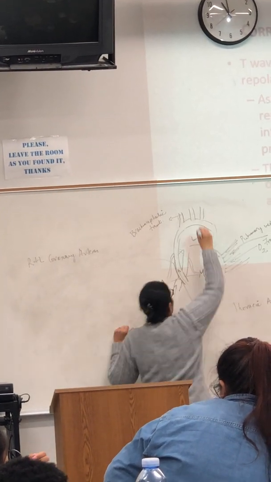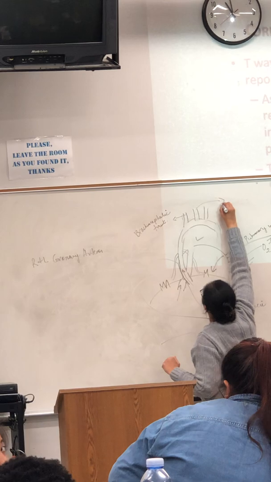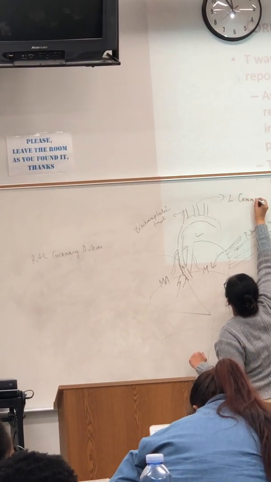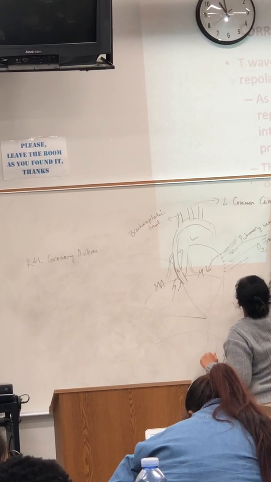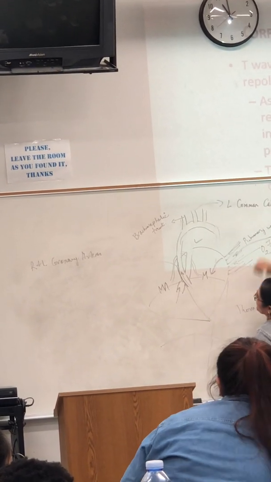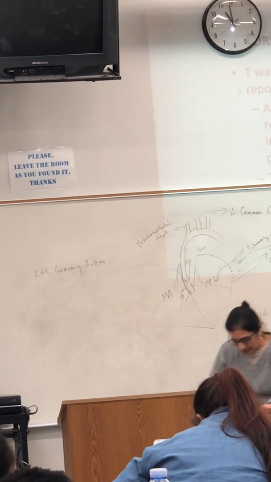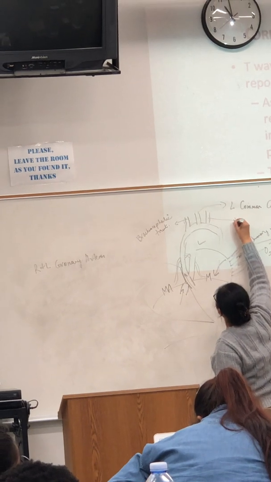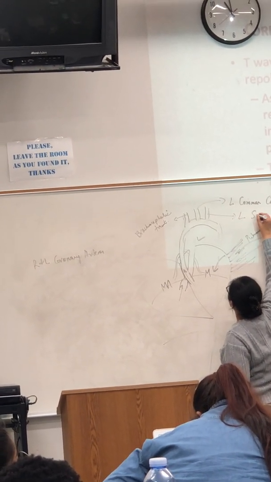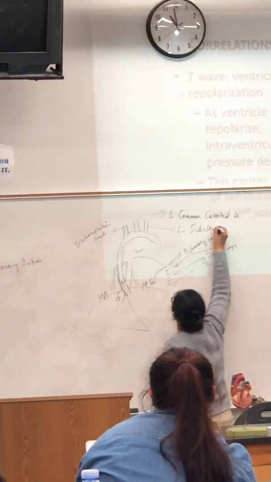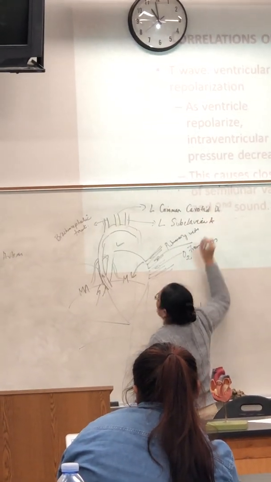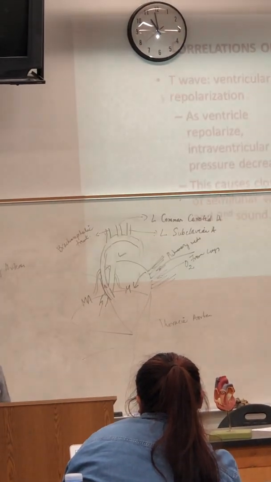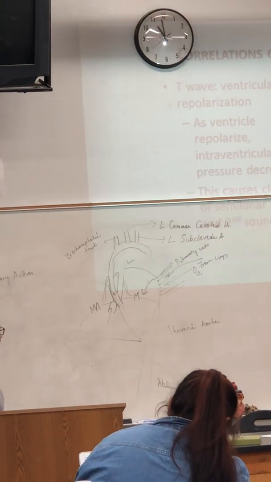The second branch is known as the left common carotid artery. And the third one, this branch, is known as the left subclavian artery. So these are the 3 branches from the aortic arch.